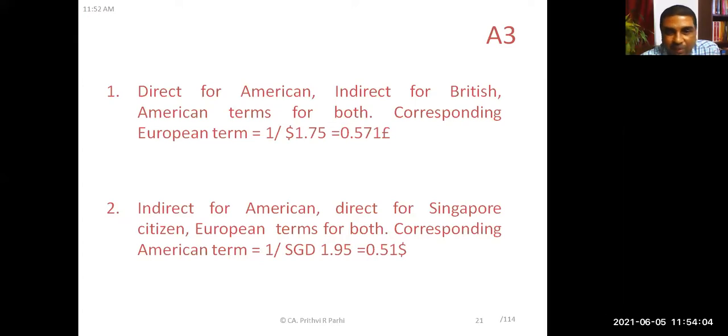The second is indirect for American, direct for Singapore citizen, European terms for both. So when I say European, it is European for the entire world. When I say American, it is American for the entire world. But when I talk about the direct quote, it's direct for a specific country. When I say indirect quote, it is also indirect for a specific country. Are you getting my point?